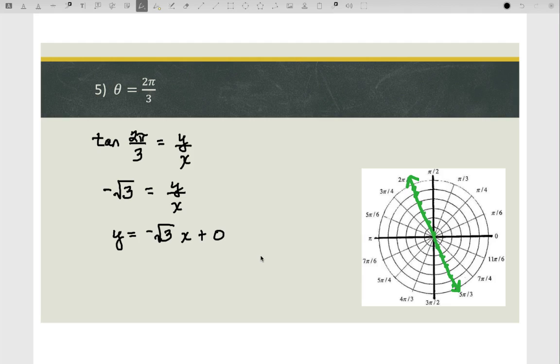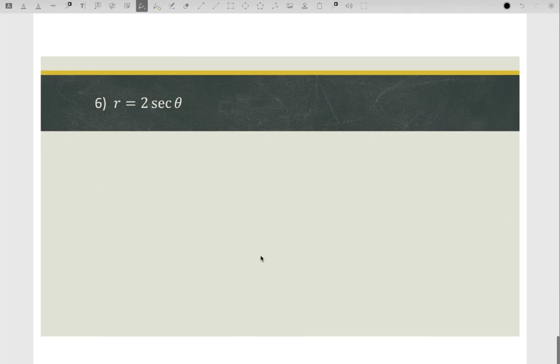The last one we're going to look at is similar to another one as well. Here we have r equals 2 secant theta. This one you have to be a little creative again. Let's rewrite secant as 2 over cosine theta. And if we multiply both sides by cosine, we have r cosine theta equals 2. Well, we know r cosine theta to be equivalent to x, so x equals 2.